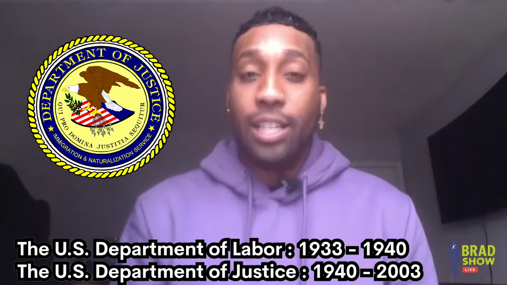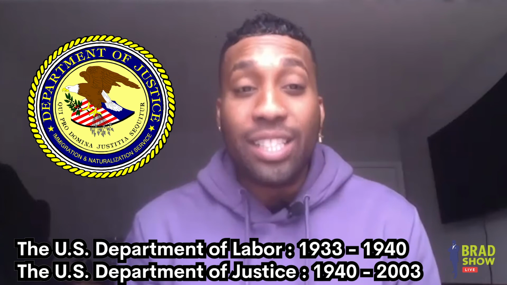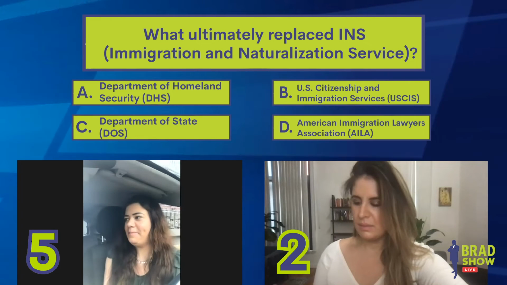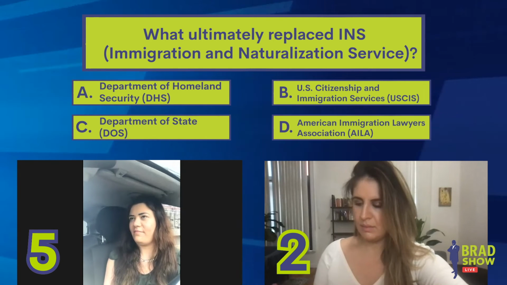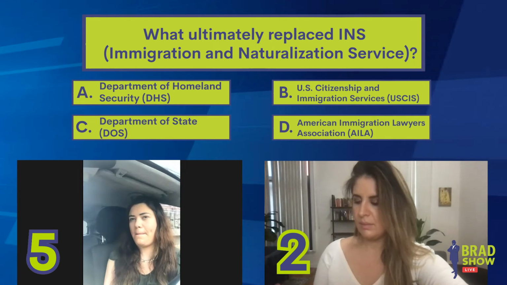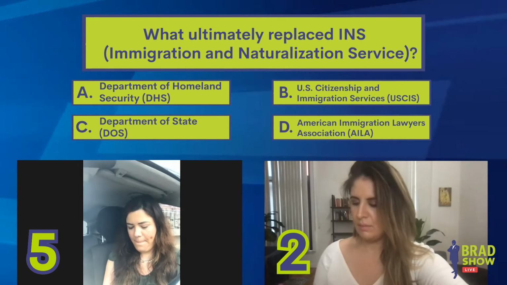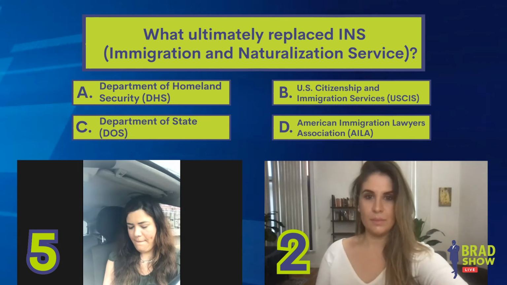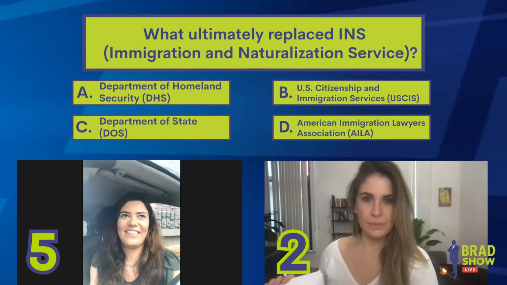Number 8. The United States Immigration and Naturalization Service, the INS, was an agency of the U.S. Department of Labor from 1933 to 1940, and the U.S. Department of Justice from 1940 to 2003. Now, what ultimately replaced the INS? Is it A, Department of Homeland Security, DHS, B, U.S. Citizenship and Immigration Services, USCIS, C, Department of State, DOS, or D, American Immigration Lawyers Association, which is AILA? We ready? 1, 2, 3.